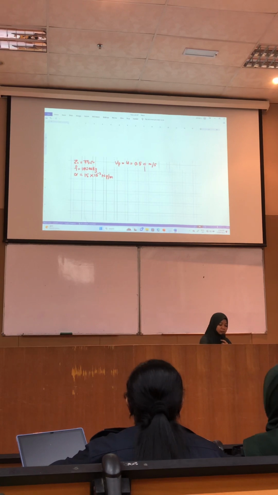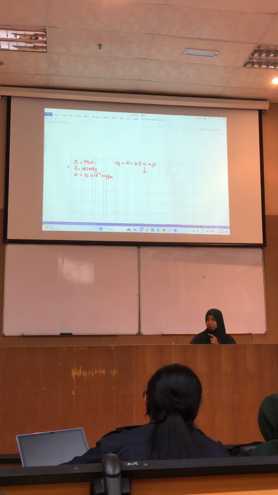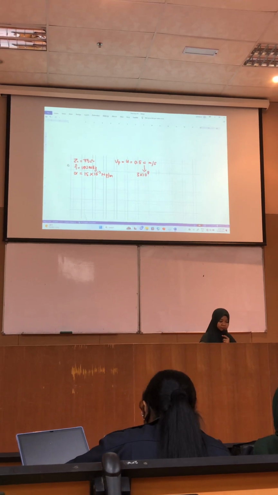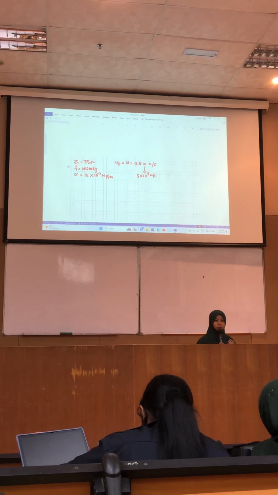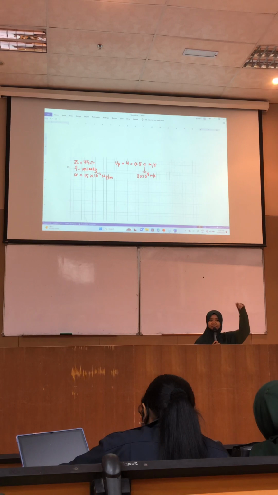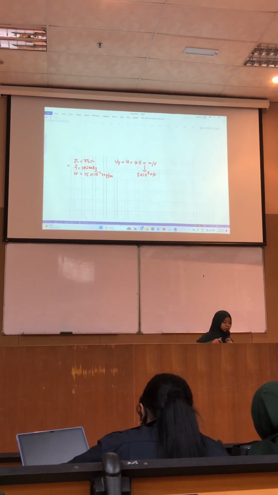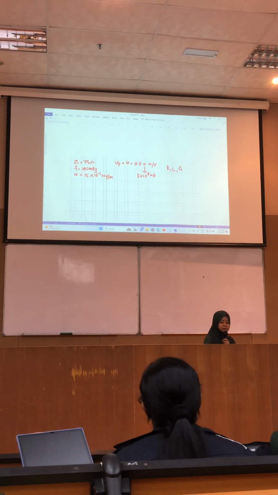Okay, C is a constant, the speed of light, which is 3 times 10 to the power of 8 meter per second. The speed of light, 3 × 10^8. Okay, so the values that we need to find are basically R, L, G, and C.